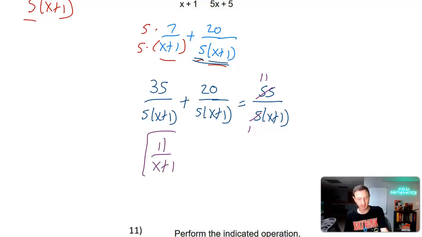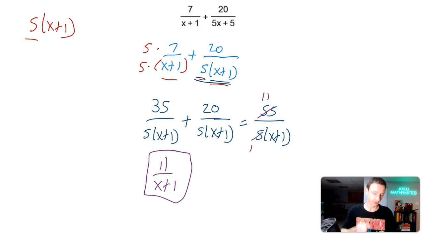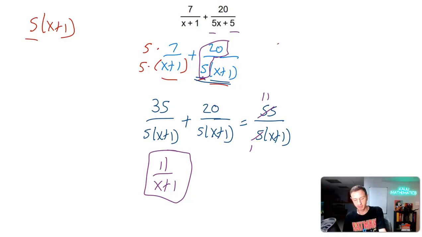Now I know you might be thinking there's a little bit of a shorter route. Some people catch this, some people don't. When I factor out this 5 from here, look at this: 5 and 20. I could simplify 5 and 20 right there and make that 4. So that would be 7 over x plus 1 plus 4 over x plus 1. The denominators are now the same because of that simplification. 7 plus 4 is 11. 11 over x plus 1, same exact answer.